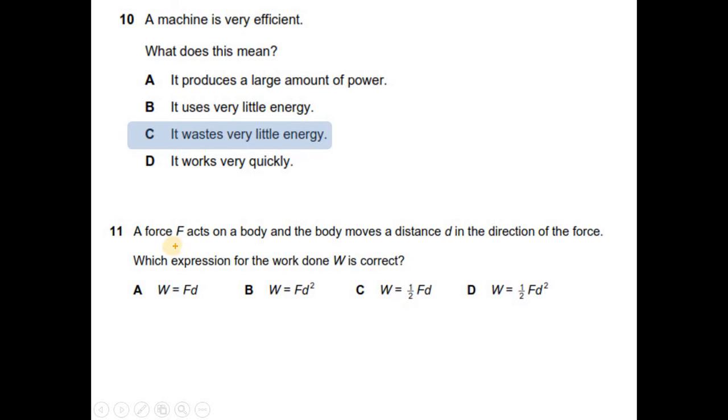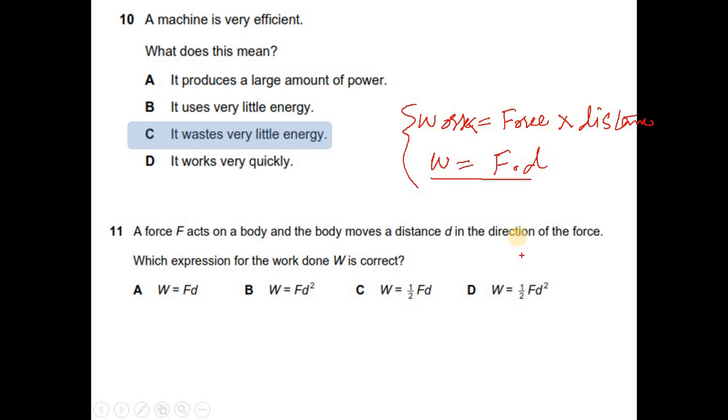If you know the definition of work: work is done when a force acts on an object and, due to which, the object covers some distance. So force into distance, this is the general definition of work. You say W is equal to force into distance. From this definition or formula, clearly the option is A.